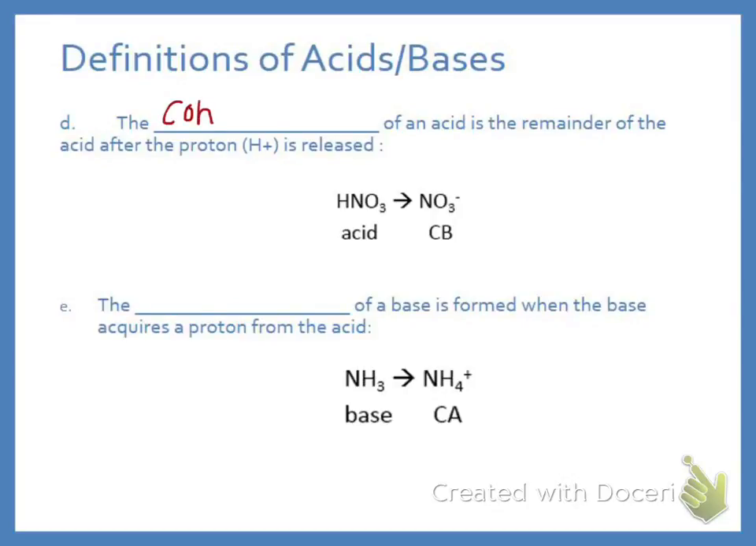The conjugate base of an acid is the remainder after the acid gave away its proton. Okay, so in this case, the HNO3 is the acid, it gives away its proton, and the NO3 minus, what's left, is the conjugate base. Okay, it will always be an acid and a conjugate base, or a base and a conjugate acid. Okay, and it's always going to be on opposite sides of the arrow.